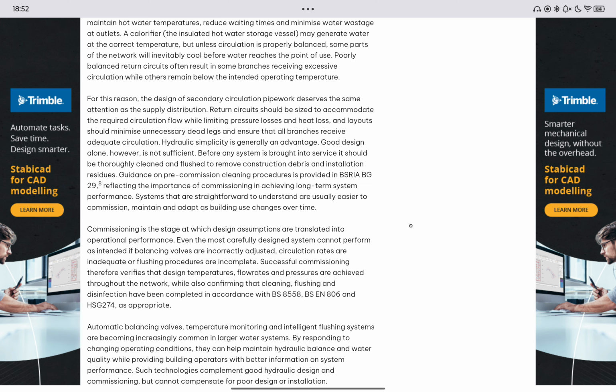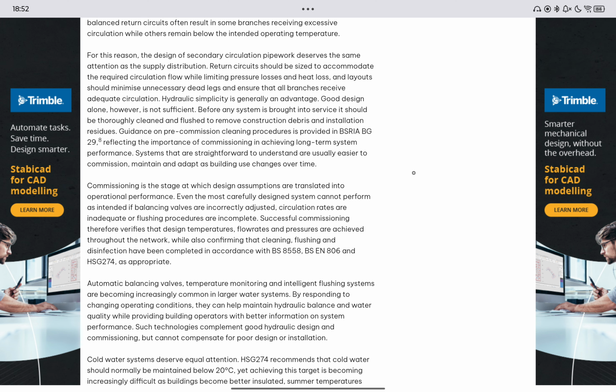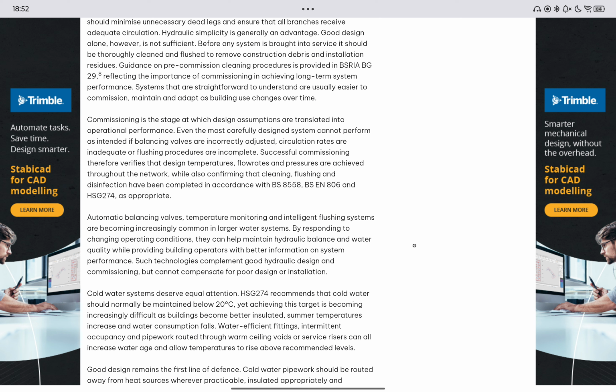Good design alone, however, is not sufficient. Before any system is brought into service, it should be thoroughly cleaned and flushed to remove construction debris and installation residues. Guidance on pre-commission cleaning procedures is provided in BSRIA BG29, reflecting the importance of commissioning in achieving long-term system performance. Systems that are straightforward to understand are usually easier to commission, maintain and adapt as building use changes over time. Commissioning is the stage at which design assumptions are translated into operational performance.